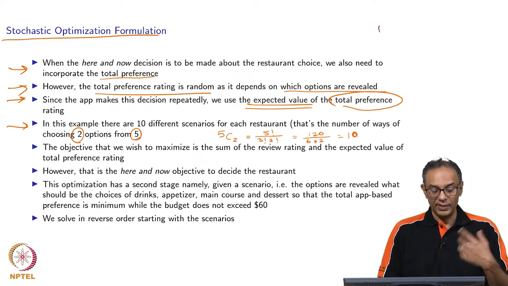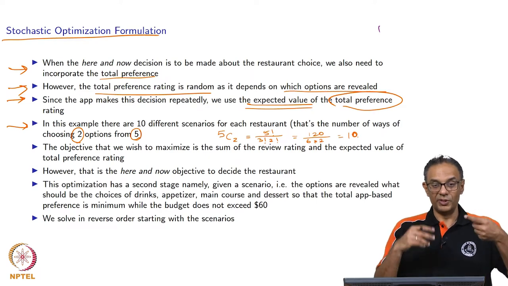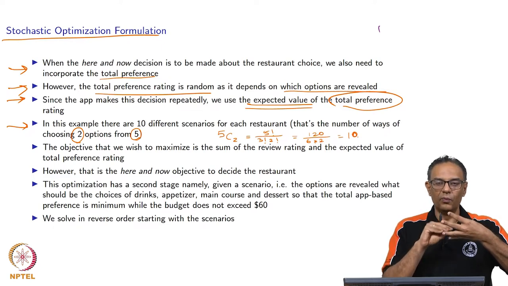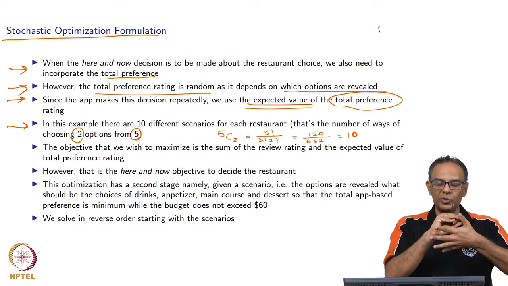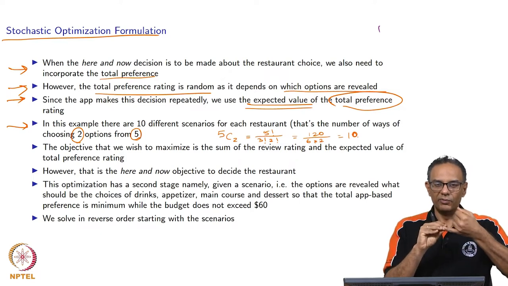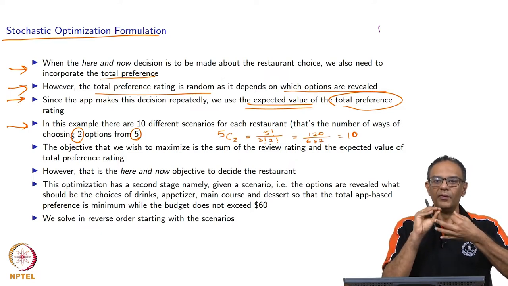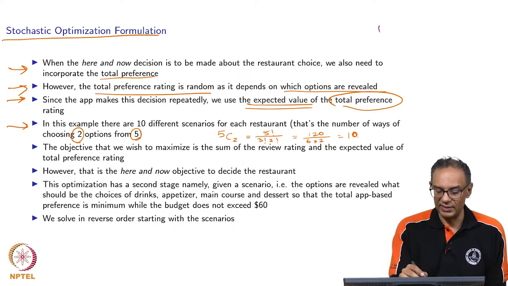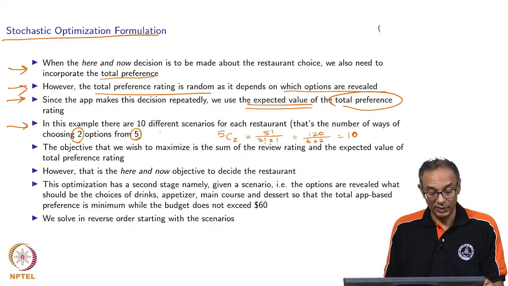So, let me just tell you what the 10 choices are. Options 1 and 2, 1 and 3, 1 and 4, 1 and 5, 2 and 3, 2 and 4, 2 and 5, 3 and 4, 3 and 5, or 4 and 5. These are your 10 choices. Okay? These are your 10 different scenarios that could occur.